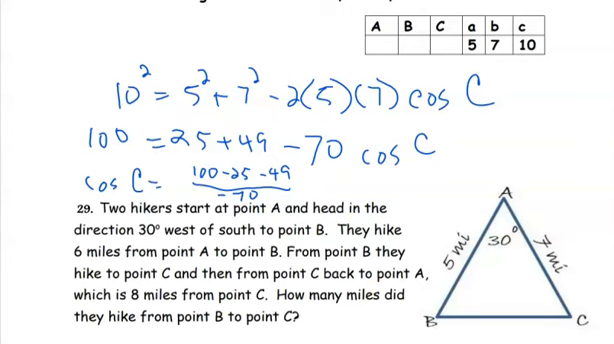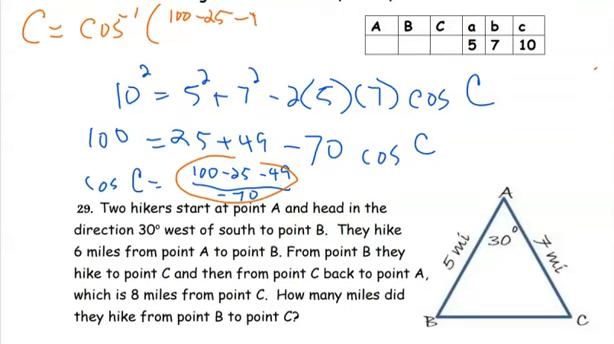So I'm going to change the color. So C is going to equal the cosine inverse of that entire thing right here. 100, subtract 25, subtract 49, all over negative 70. And when you do the math for it, you're going to get angle C. Now, after you do that, you can find angle A and angle B the exact same way. They have different formulas, though, for angle A and B.